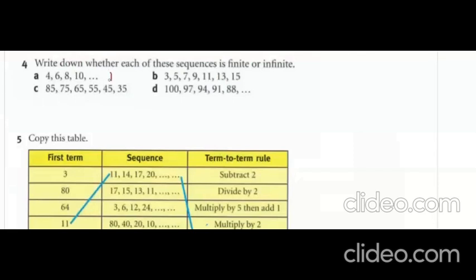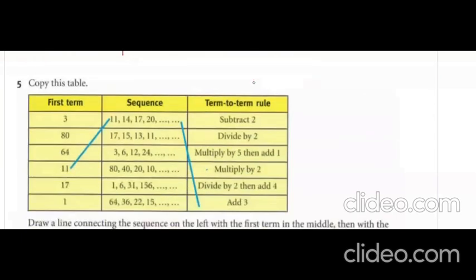So for A, we can see the three dots at the end of the sequence, so it is an infinite sequence. For infinite, just put capital I, and for finite, I'll just put F. For B, we can't see three dots at the end of the sequence, so it is a finite sequence. The C is finite, and D is infinite as it has three dots at the end of the sequence. Move to the next question.